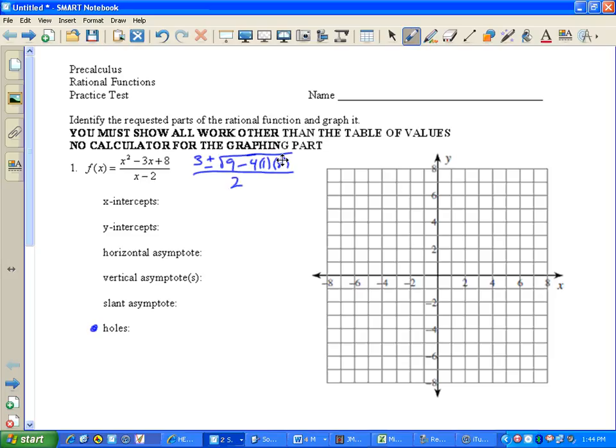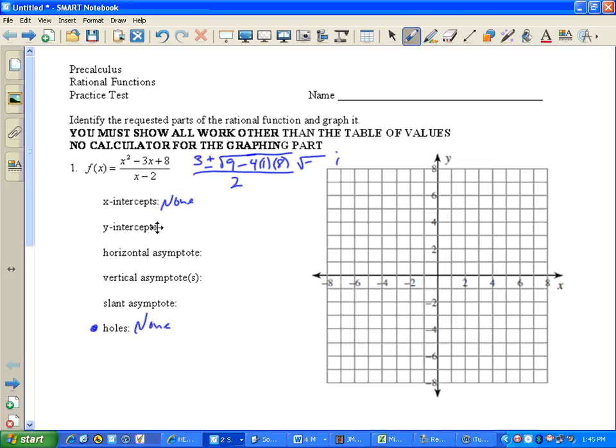Inside this square root, I have 9 minus 32, which is a negative. And if I take the square root of a negative, I get an imaginary number, which means there are no x-intercepts. Okay, so this thing does not factor. So I'm not going to be able to cancel anything, so there are no holes. There are no x-intercepts.